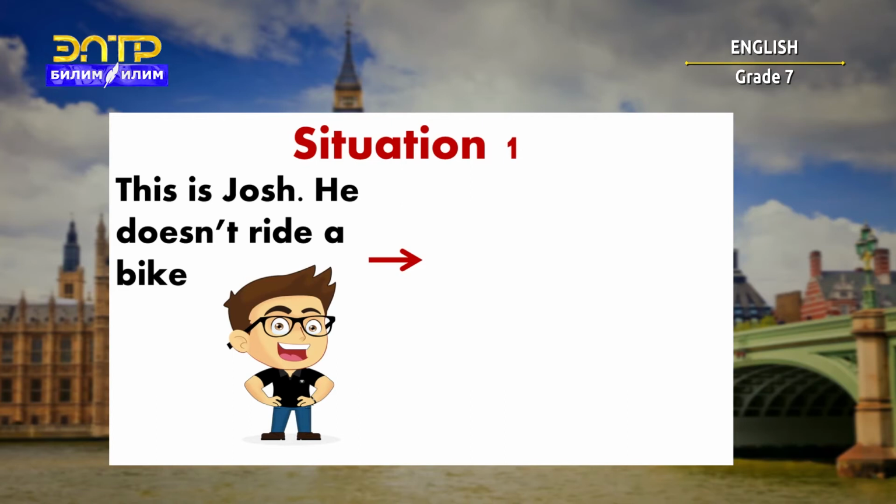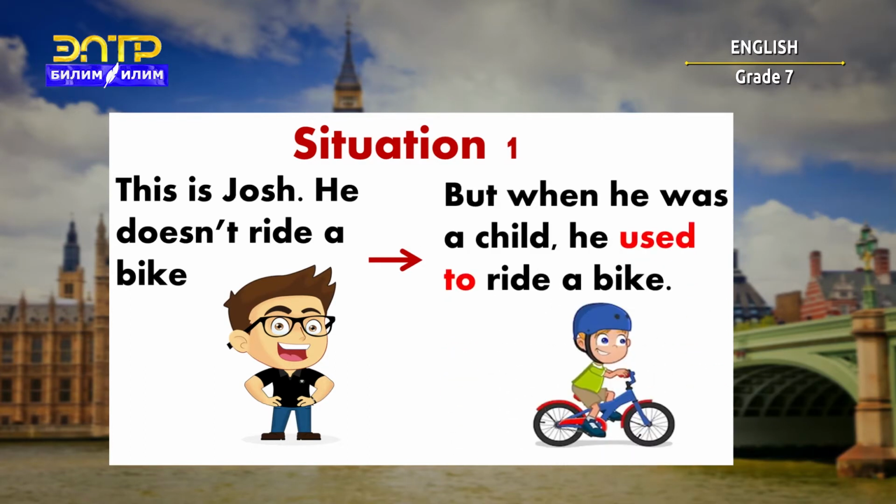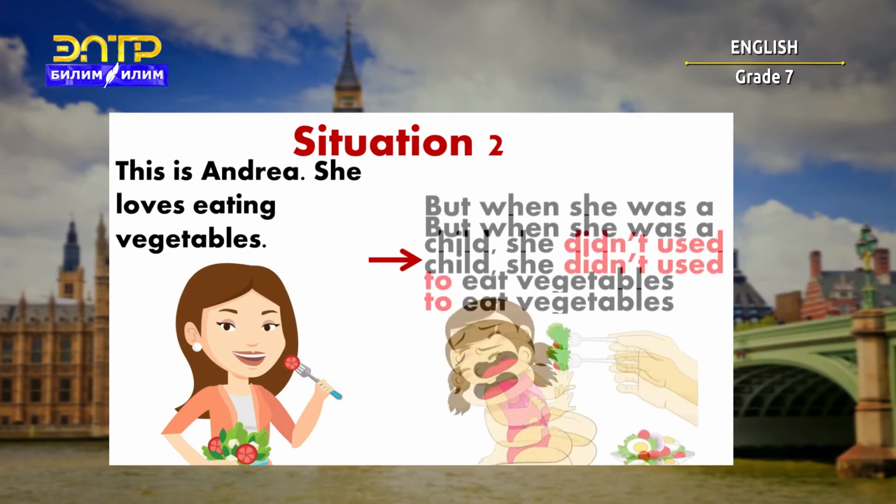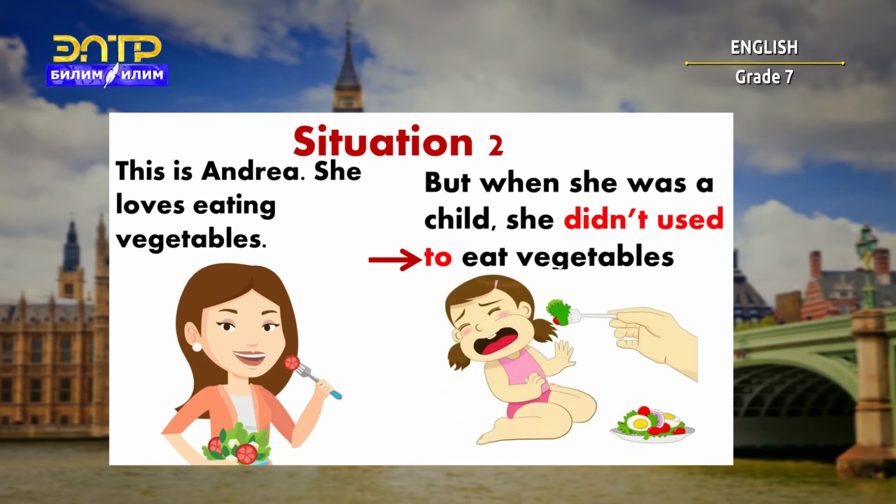Let's look at situation 1. This is Josh. He doesn't ride a bike. But when he was a child, he used to ride a bike. Or this is Andrea. She loves eating vegetables. But when she was a child, she didn't used to eat vegetables. And how do you think? What do these sentences have in common? You are absolutely right. They are about habits in the past, but don't occur anymore.